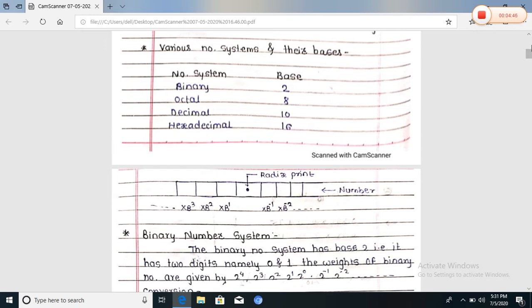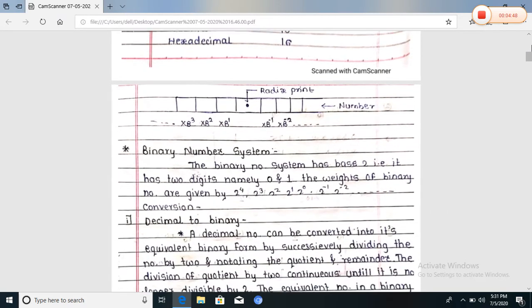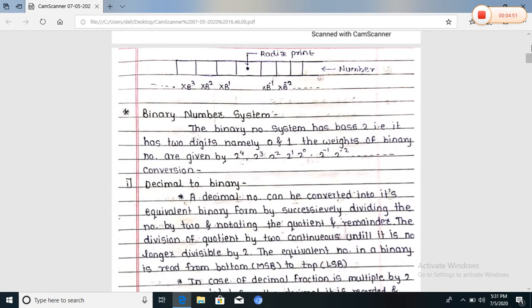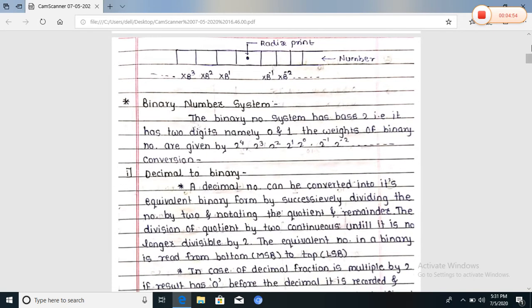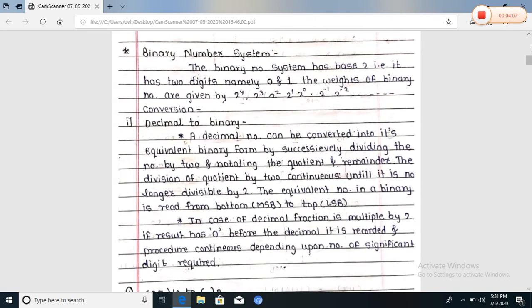There are different number systems. The first is the binary number system. In the binary number system, the base is 2, it has only the digits 0 and 1, and the weights of the binary number are represented from the base point in the middle. From the base point, the left-hand side represents 2 raised to 0, 2 raised to 1, 2 raised to 2, 2 raised to 3, 2 raised to 4, and the right-hand side represents 2 raised to -1, 2 raised to -2. Here 2 is the base, and the powers from the radix point are positive and negative.